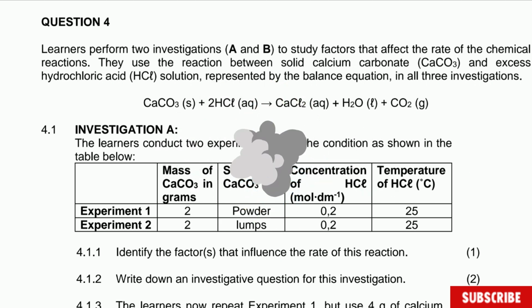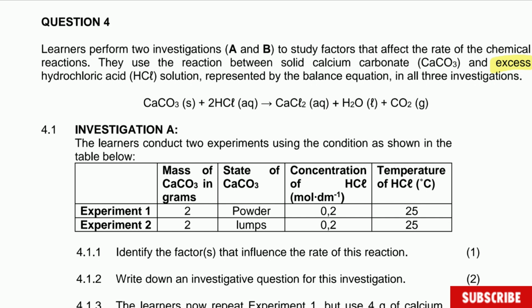So this time is question 4. And question 4 states that learners perform two investigations, A and B, to study factors that affect the rate of the chemical reaction. They use the reaction between solid calcium carbonate and excess hydrochloric acid. The hydrochloric acid is in excess, and that is an important point here. Represent the balanced equation in all three investigations. Well, let's continue. This is the balanced chemical equation.